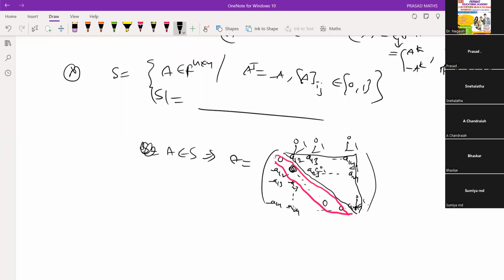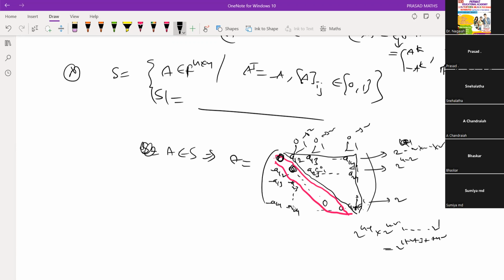How many entries? Each has two choices. Therefore, this is actually 2 power... how many twos? First element is 0, so the 0 cannot be changed, right? So it's 2 power n minus 1, 2 into 2 into 2 up to n minus 1. Therefore, 2 power n minus 1 into 2 power n minus 2 into up to 2 power 1. That means 2 power 1 plus 2 plus 3 up to n minus 1. That means 2 power n into n minus 1 by 2. Is it clear?